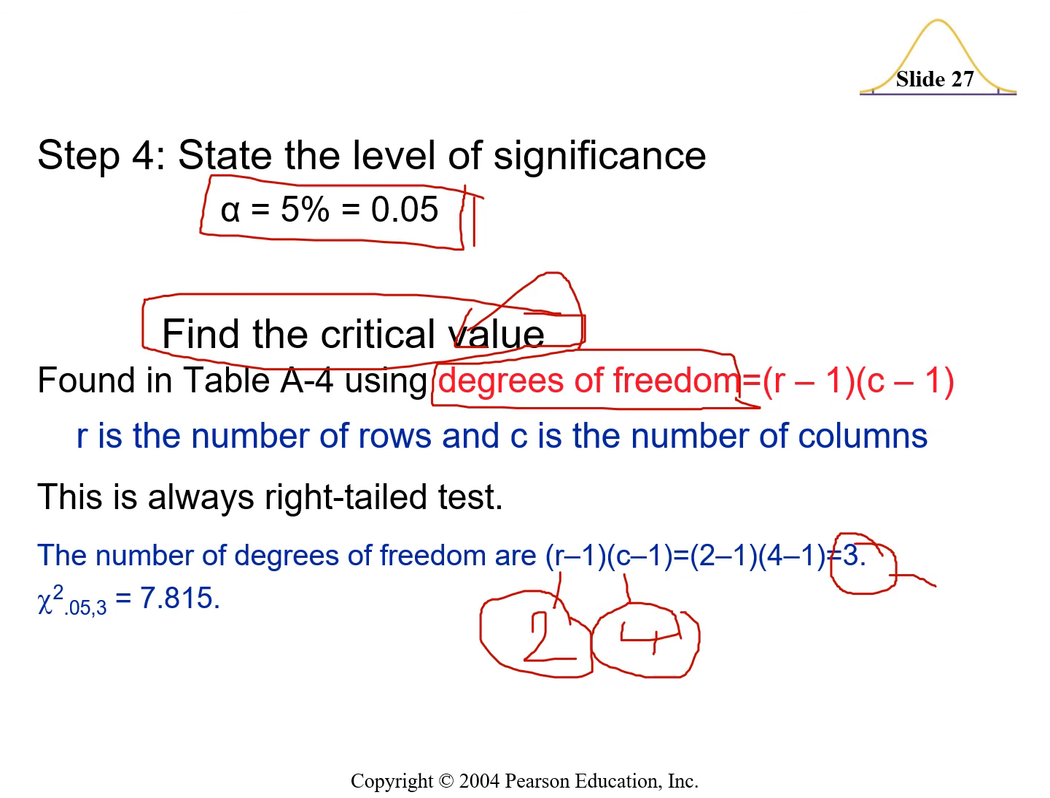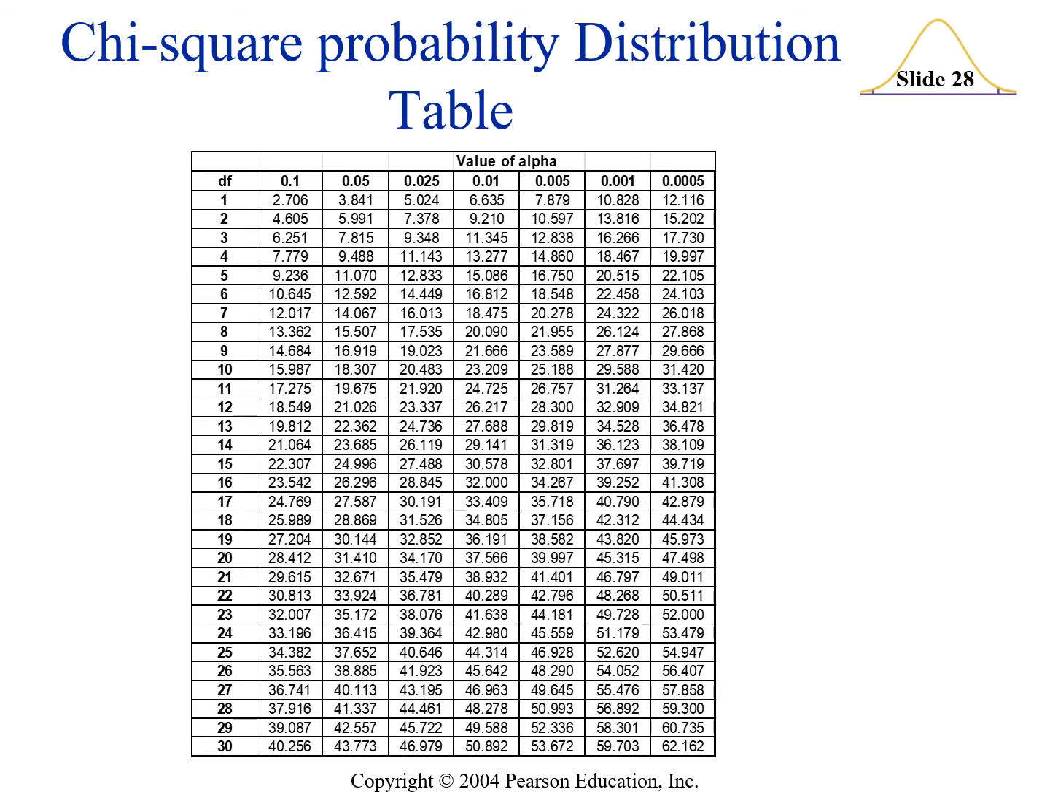So degrees of freedom is 3, alpha is 0.05. Then go to the given chi-square probability table. Here is the degrees of freedom, which is 3, and alpha, which is the significance level, is 0.05. At the intersection between 3 and 0.05, we find 7.815, which is the critical value.